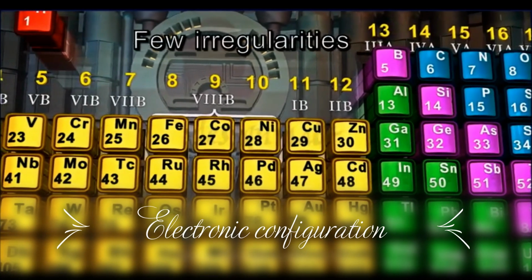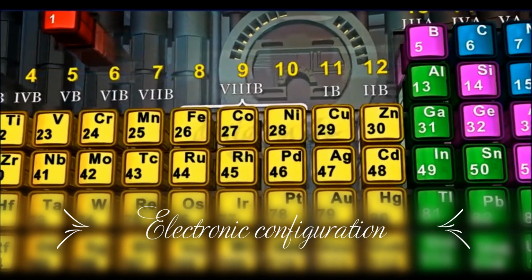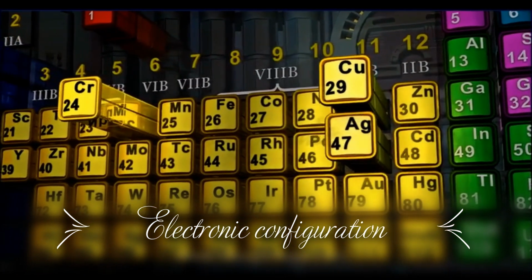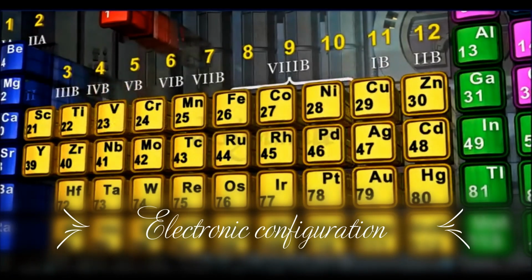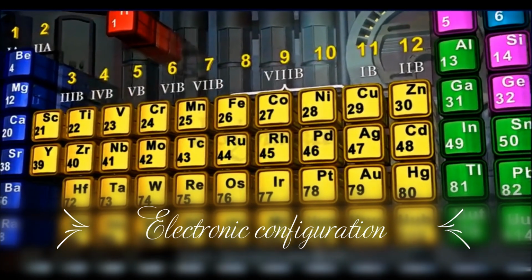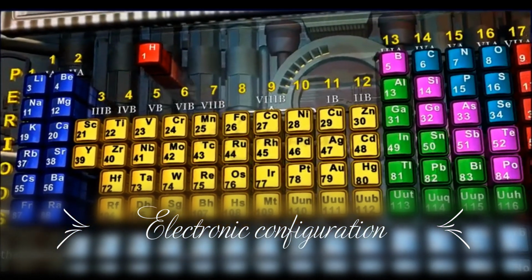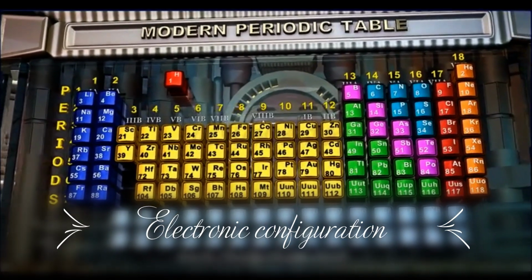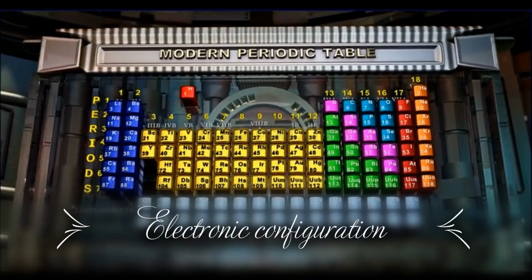However, there are a few irregularities shown by some elements in their configurations, such as chromium, copper, silver, gold, etc., which we will study in a separate topic. Despite these irregularities seen among the elements, it is possible to predict the position of most of the elements in the periodic table from their configurations, and vice versa.